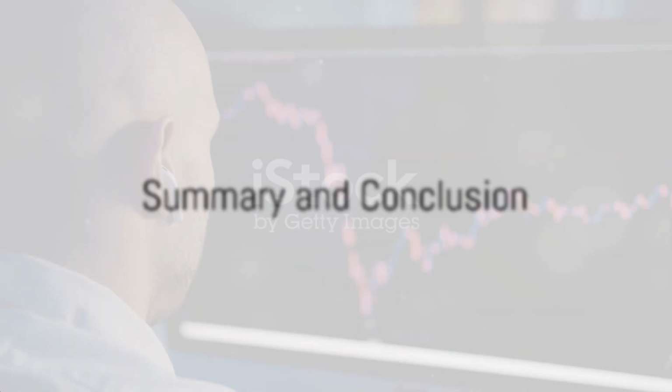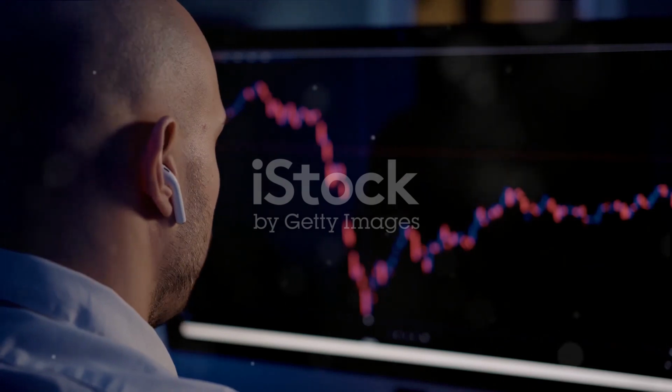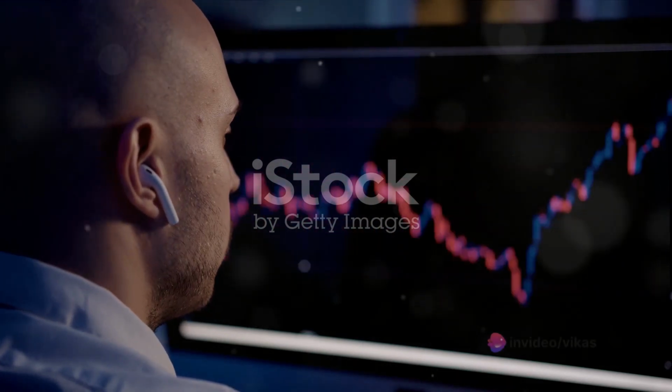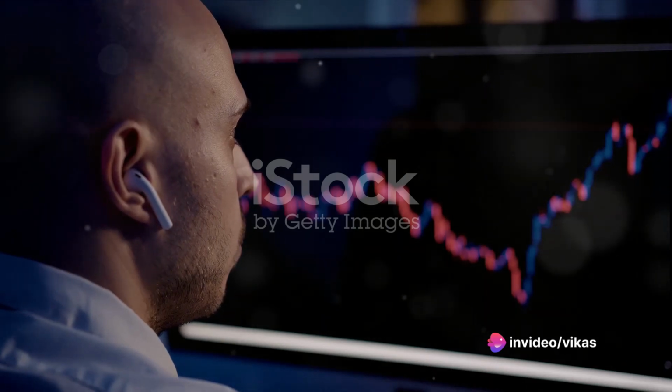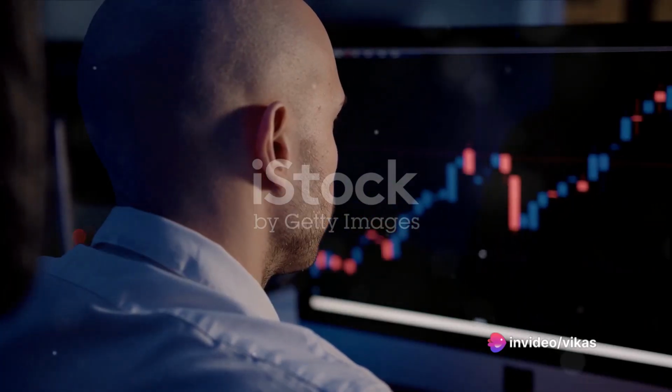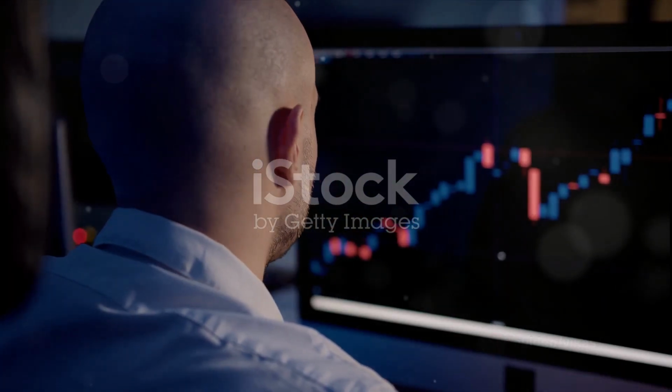To summarize, Bollinger Bands are a volatility indicator consisting of a moving average and 2 standard deviation lines. They help traders to gauge volatility and potentially identify buy and sell signals. However, they should always be used as part of a broader trading strategy.